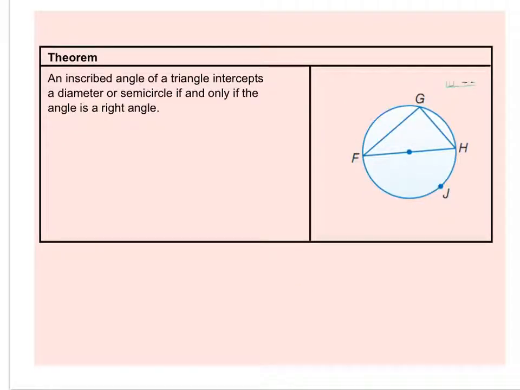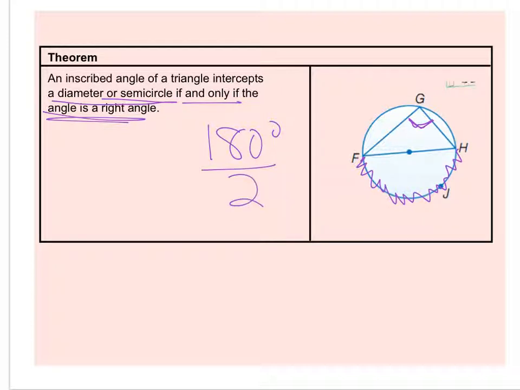So an inscribed angle of a triangle intercepts a diameter or semicircle if and only if the angle is the right angle. So on some level, I'm kind of hoping this makes sense, because if this is a semicircle, a semicircle would be half a circle, which would be 180 degrees. So this intercepted arc is automatically half of that, so that's going to be 90 degrees. Well, 90 degrees is a right angle. So it kind of works both ways. So this is a right angle. That makes this a semicircle. Okay, that makes this a diameter.